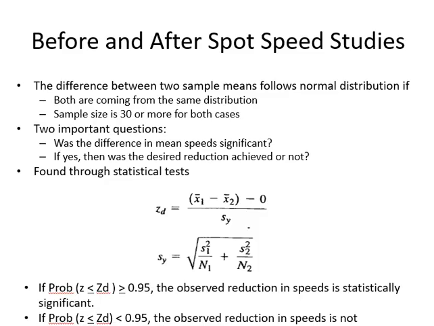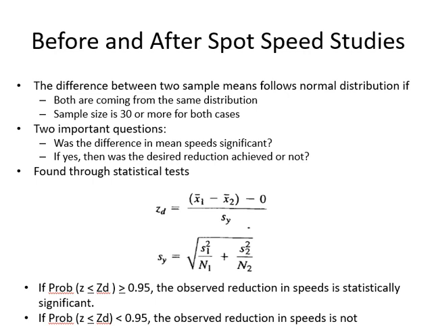Another thing which we do with the speed data is before and after studies. Okay, I call them earlier observance studies or follow-up studies. Okay, they mean the same thing. You want to make some change on the road, and that change is supposed to affect the speed. So you will do a spot speed study before the change, and you will do the spot speed study after the change. Okay. From these two studies, we are trying to answer two questions.